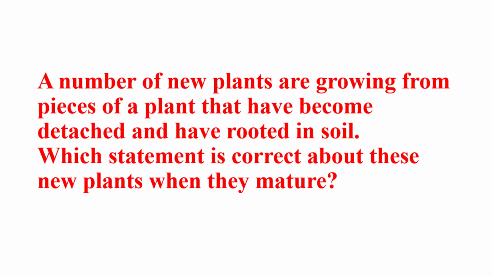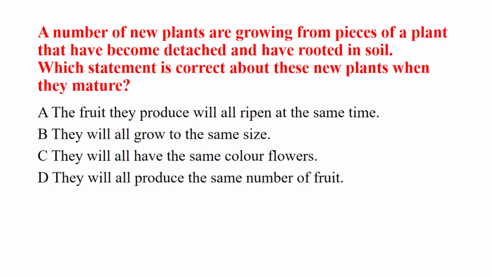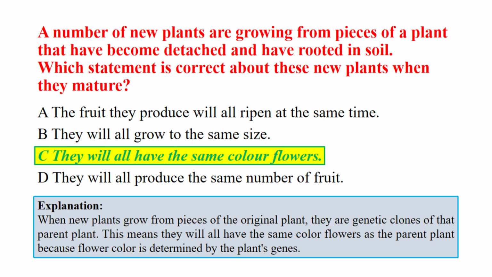The next question is about plant propagation. The question is, when new plants grow from pieces of a plant that have become detached and rooted in soil, which statement is correct about these new plants when they mature? A. The fruit they produce will all ripen at the same time. B. They will all grow to the same size. C. They will all have the same color flowers. D. They will all produce the same number of fruit. The correct answer is C. They will all have the same color flowers.